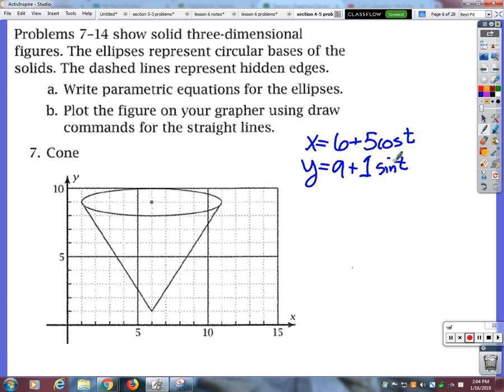I wrote it to emphasize the fact that it's 1 unit from the center, because the y-coordinate of this point is 9. So the 6 is right there, the 9 is right there. All right, then the tricky part, which Taylor and I discovered yesterday, I was thinking that this was going to be the challenging part. The tricky part is coming up with the equations for the lines.